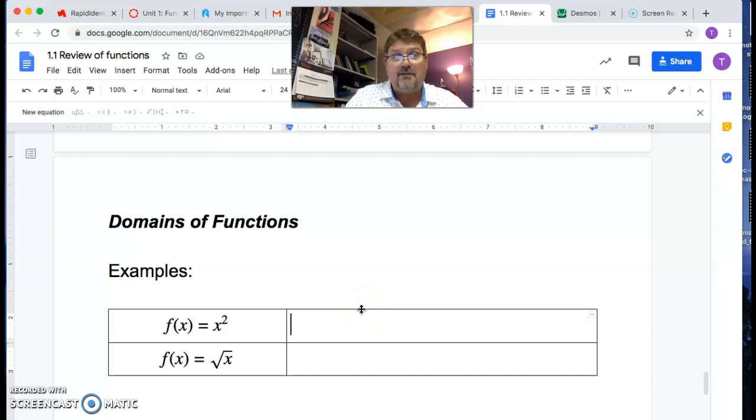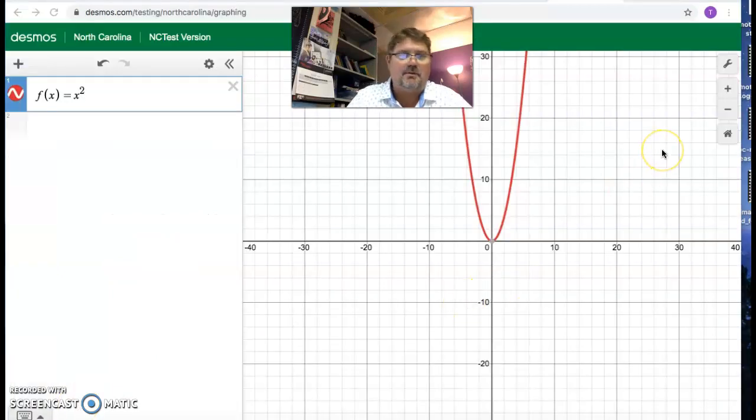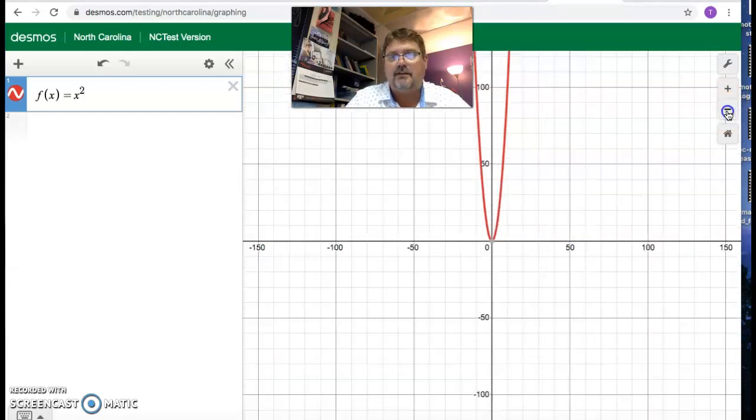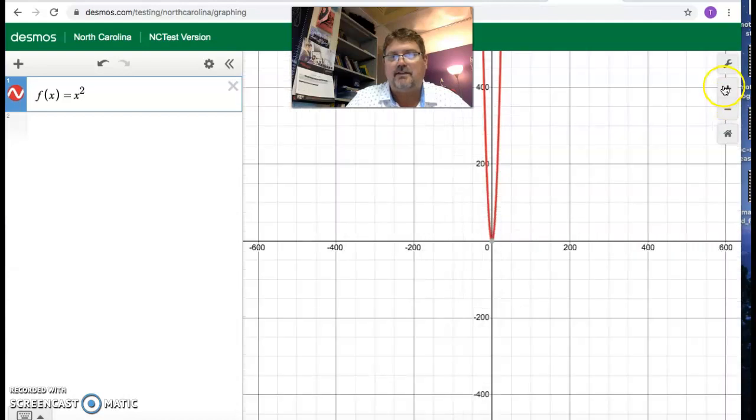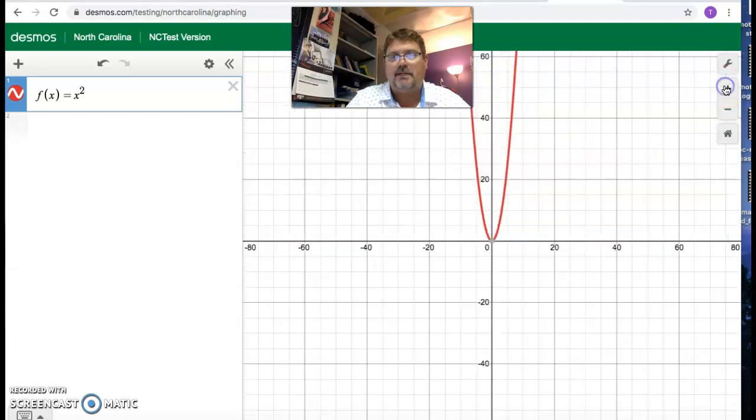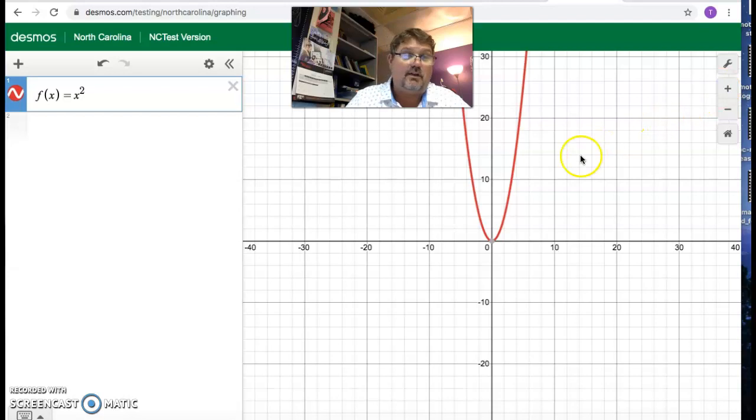And if you were looking at this graphically, it's a parabola. We could look at it in Desmos. This is the graph of x squared. As you can see, if you're looking horizontally along the x-axis, it covers every value for x that there is. I don't care how big you make it, it still exists out there. I'm going to zoom back in. So one way to look is graphically.